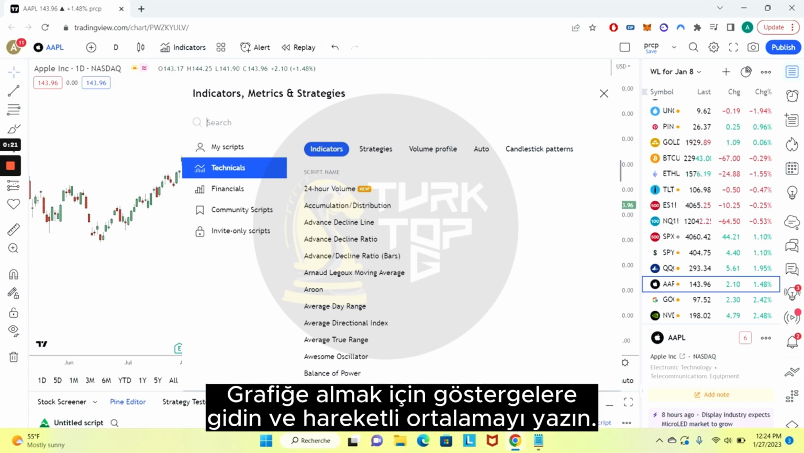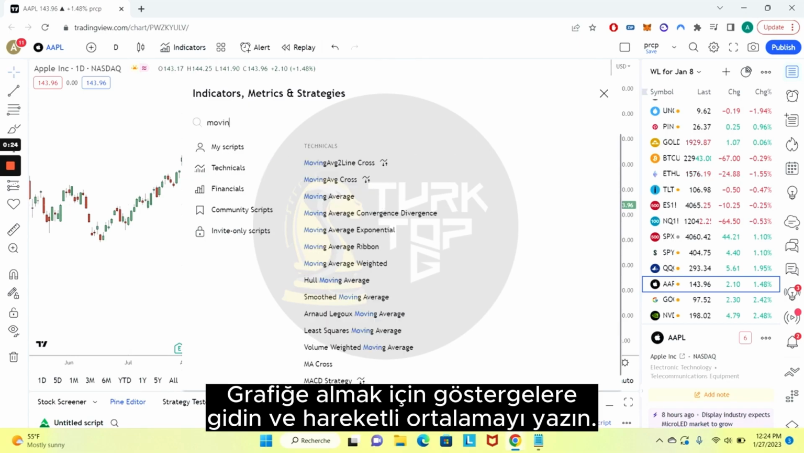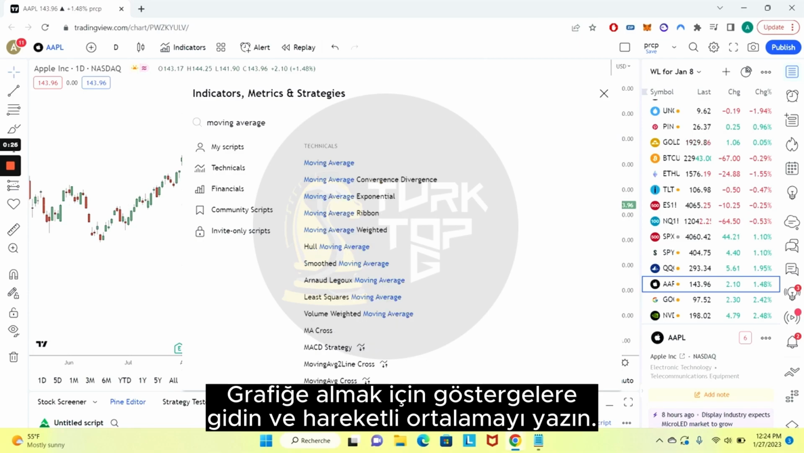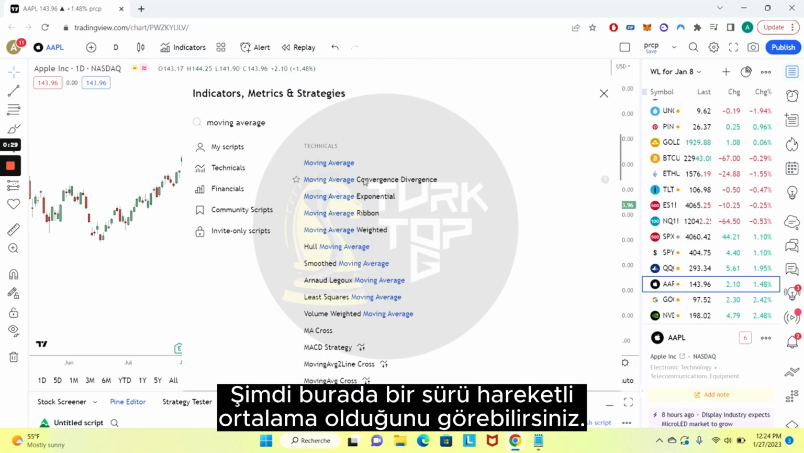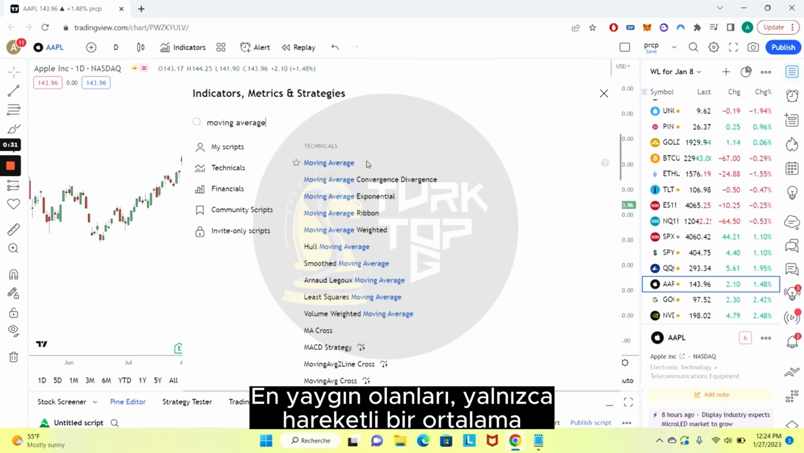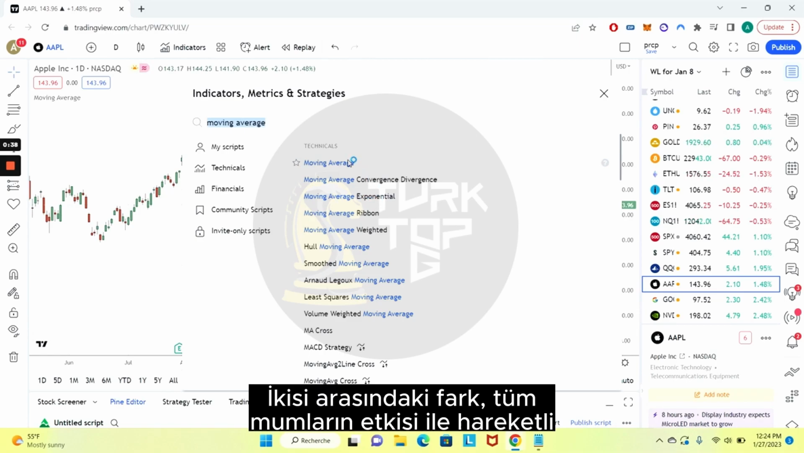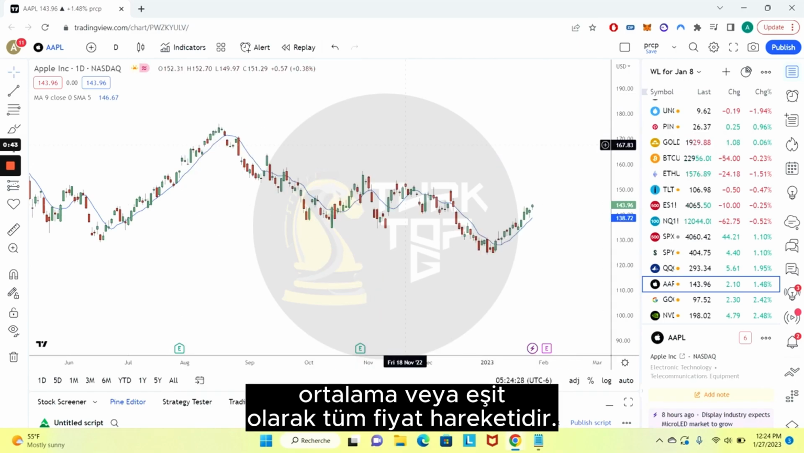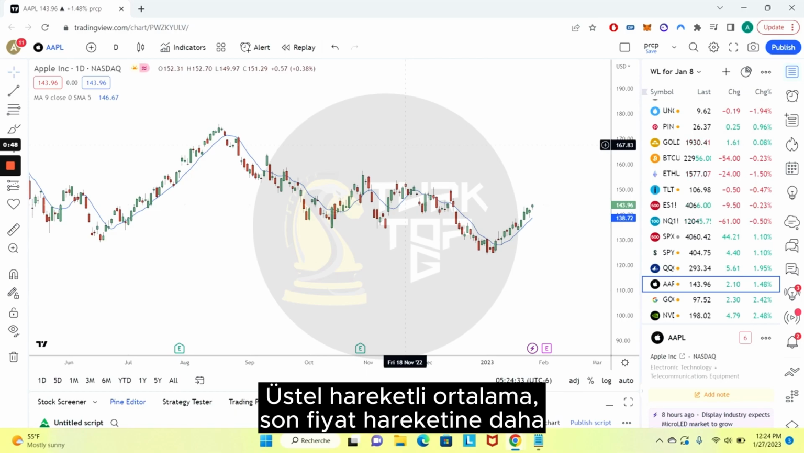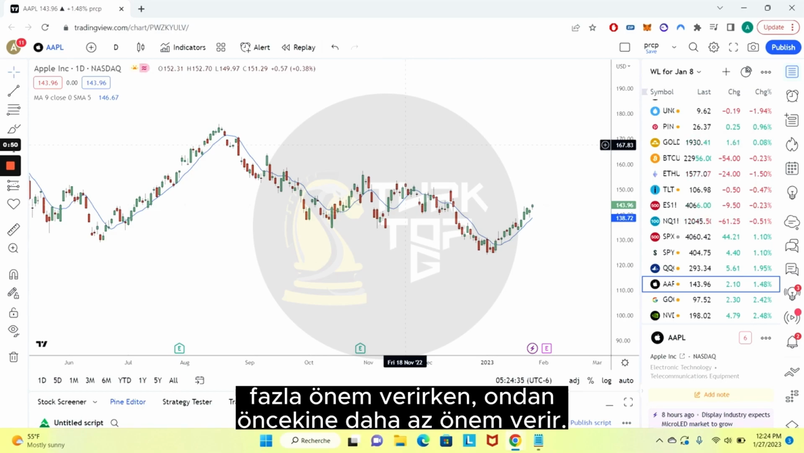To get it on the chart, just go to the indicators and type up moving average. Now you can see there are a bunch of moving averages here. The most common ones are the simple moving average, that's just a moving average, and the moving average exponential, which is called the EMA. The difference between the two is the moving average weighs the impact of all the candles or all the price action equally, while the exponential moving average gives more importance to the recent price action and less to the one before that.